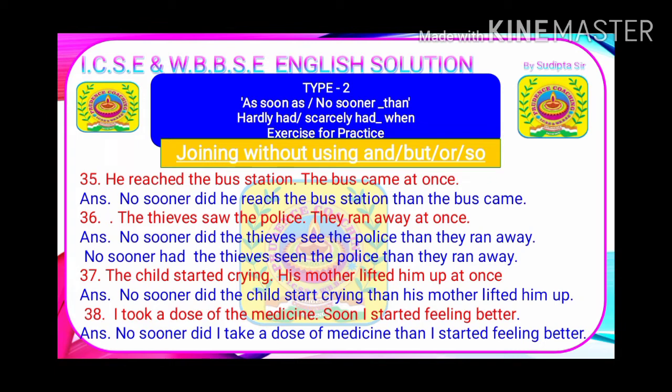I took a dose of medicine. Soon I started feeling better. Using no sooner did I take a dose of medicine than I started feeling better. You can write the answer using no sooner had as well. So type your answer in the comment box.